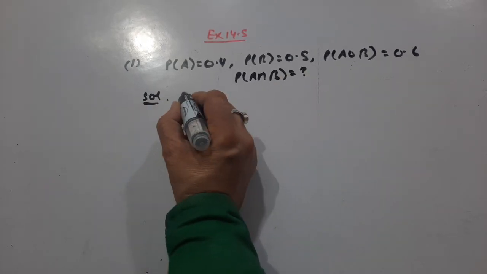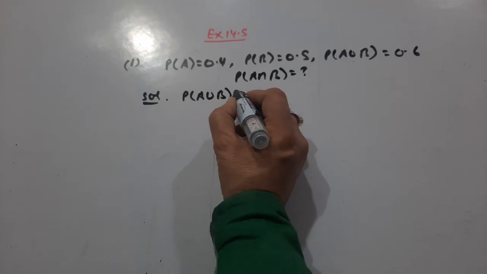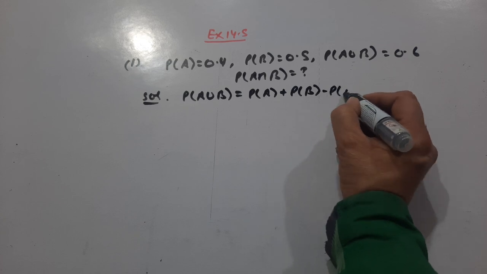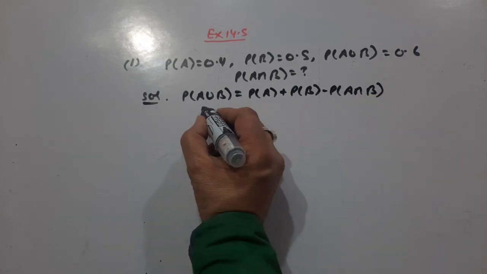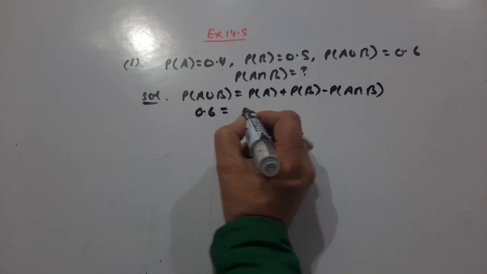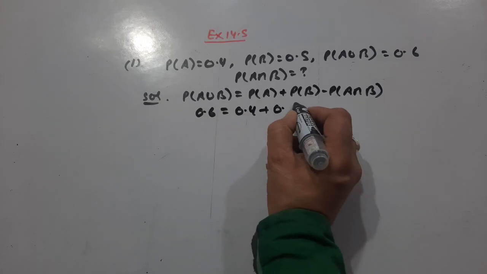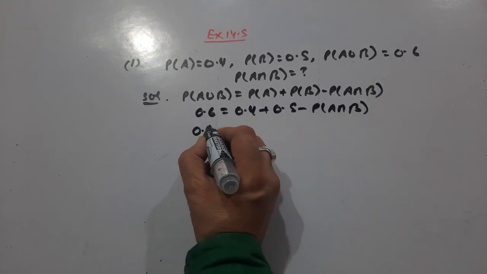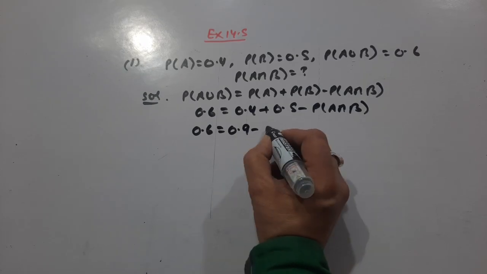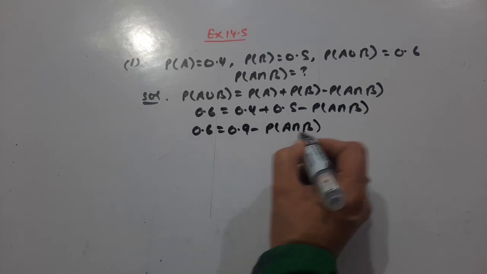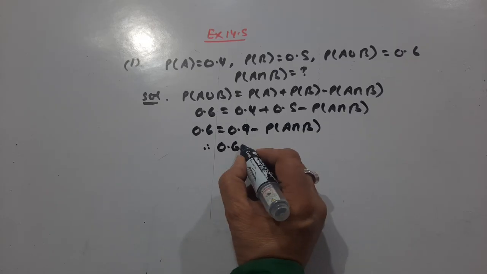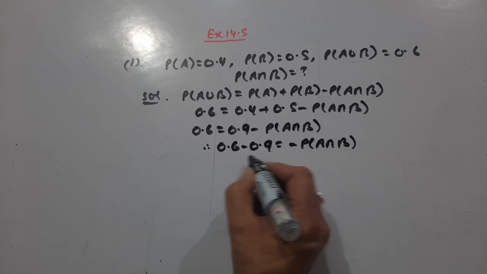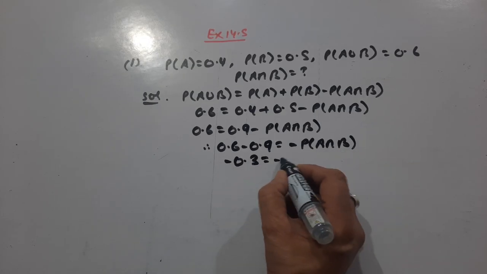So apply the formula, students, that P of A union B is equal to P of A plus P of B minus P of A intersection B. So this is 0.6, P of A is 0.4, P of B is 0.5, minus P of A intersection B. So 0.6 is equal to 0.9 minus P of A intersection B. So therefore 0.6 minus 0.9 equals minus P of A intersection B. So minus 0.3.